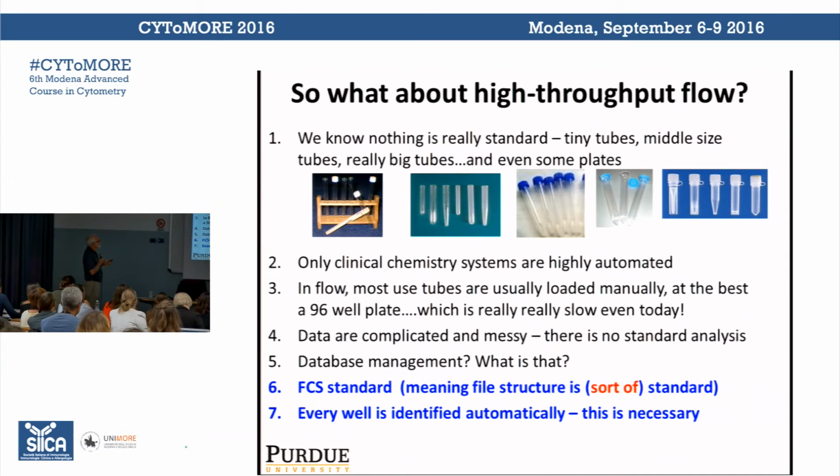So traditionally, flow cytometers were designed to run with test tubes. And then eventually, people started putting on microtiter plates. And so probably every instrument now can collect a microtiter plate.